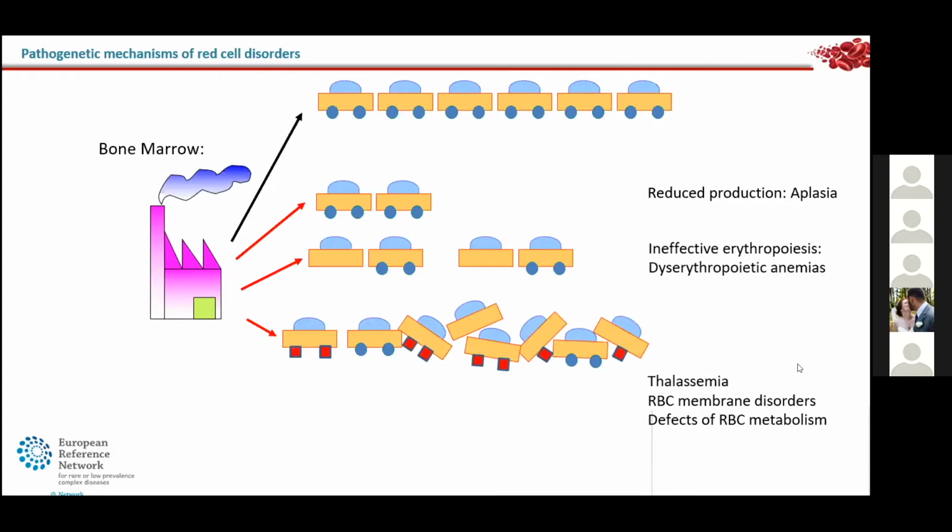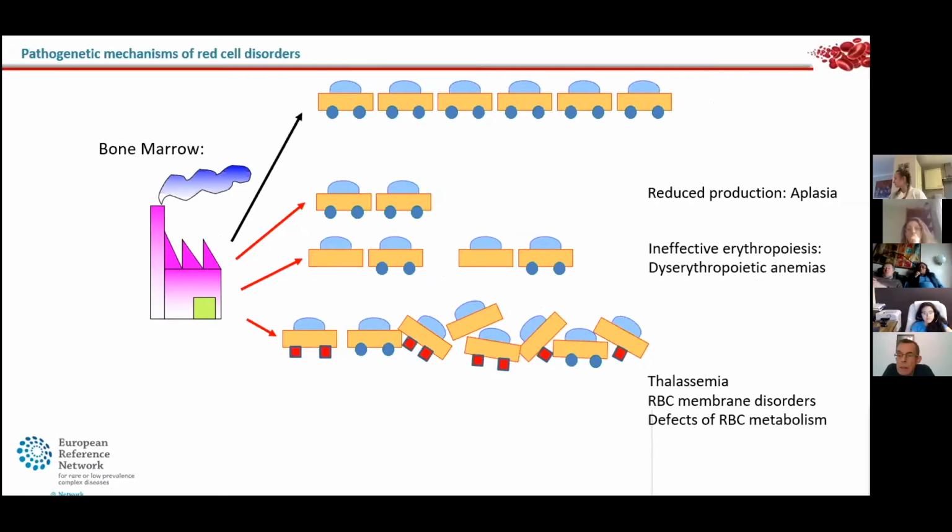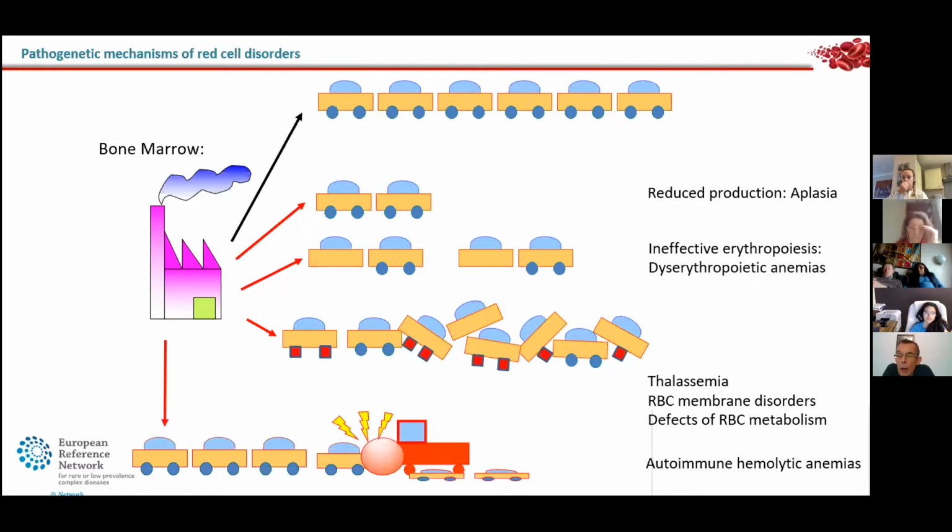And this group is a very, very large group of different disorders, for example thalassemia, red cell membrane disorders, or defects of metabolism. And all these disorders are really very heterogeneous. And then finally, there is another condition. For example, the factory produces very good cars, but there are some external agents that destroy them. This is the case of acquired disorders, as in autoimmune hemolytic anemias.